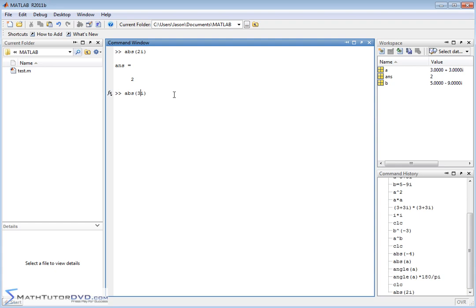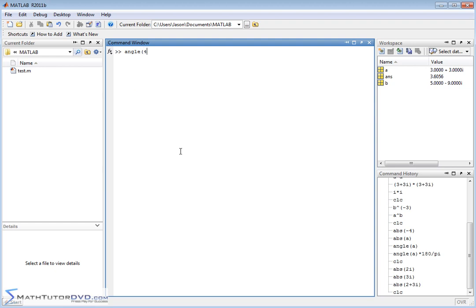If you have 3i, the absolute value should be 3, and so on. So if you pass it a complex number 2 plus 3i, then like I said before, it's doing the Pythagorean theorem to find out what the magnitude there is. Same thing for the angle, just to review a little bit.